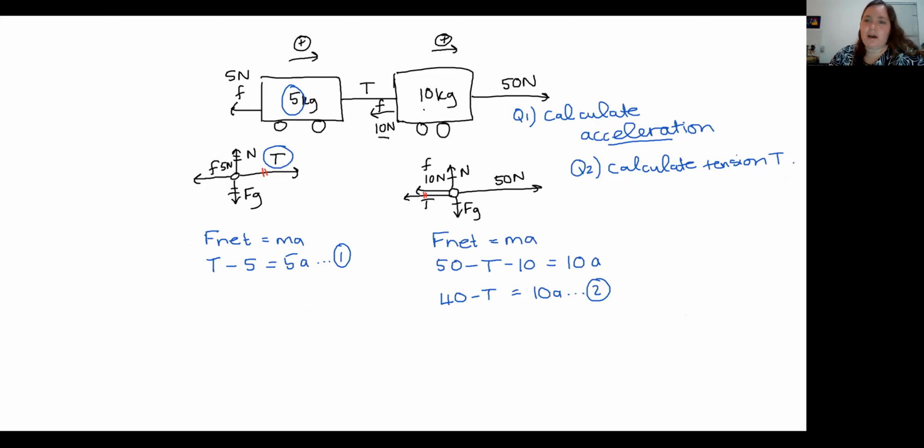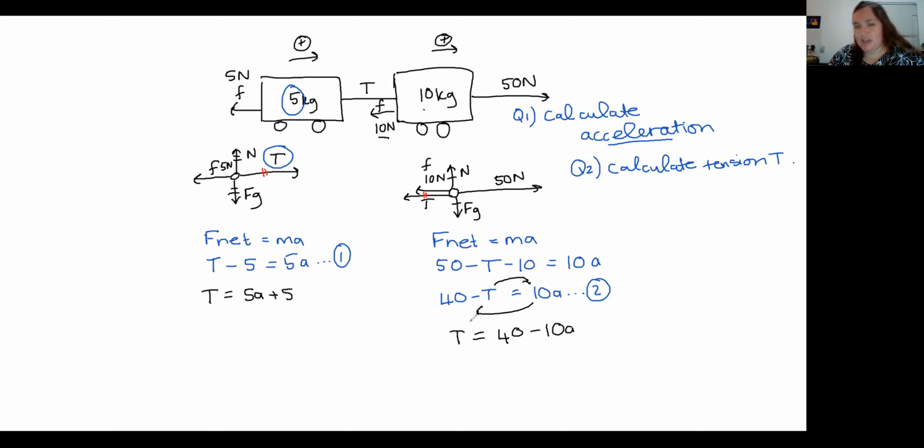So I'm going to show you how I do simultaneous equations. If you do it differently, as long as you get the same answer, there's no issue. So I would say here that T is equal to 5A plus 5 if I get T on its own. Here, if I get T on its own, I take it that way and the 10A that way. So I'm going to get T is equal to 40 minus 10A. So I took T to the right to make it positive.